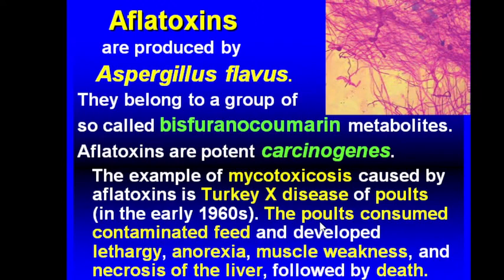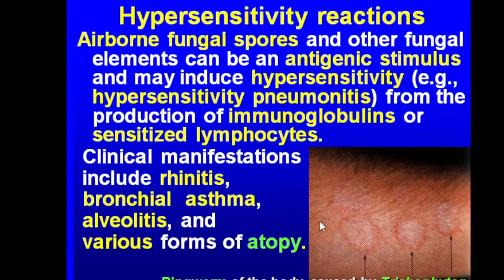But then it was investigated that poults consumed contaminated grain and developed lethargy, anorexia, muscle weakness, and necrosis of the liver, followed by death. But this may also occur in humans.